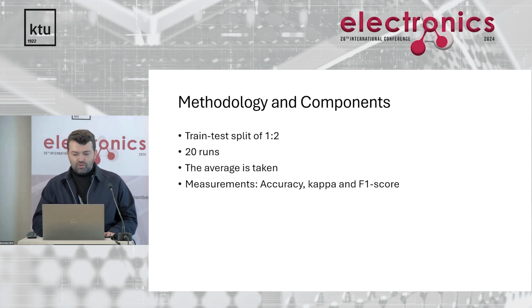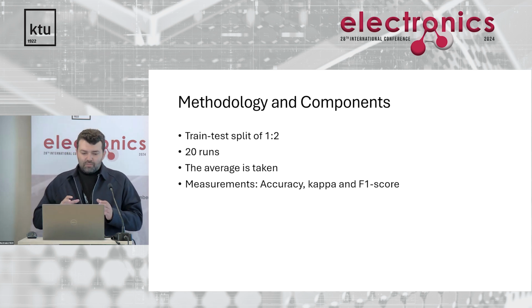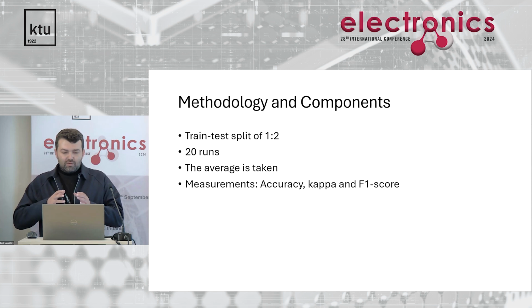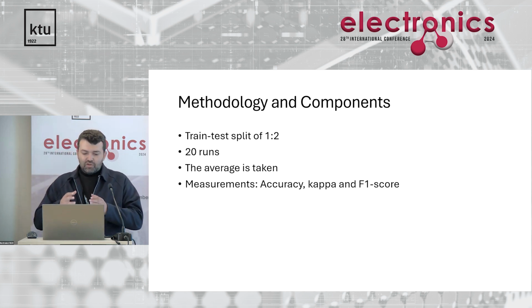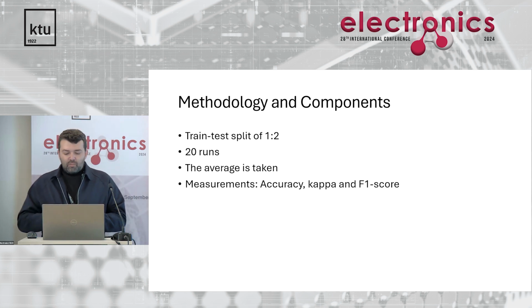When it comes to methodology and components of our system, we can talk about the methodology first. We have applied the train test split of 2 to 1, 2 parts to training samples, 1 to test samples, and we have applied again Shi et al.'s methodology with 20 runs. 20 runs of train test split testing are applied, and the average is taken, and we have measured accuracy, F1 score, and kappa score.